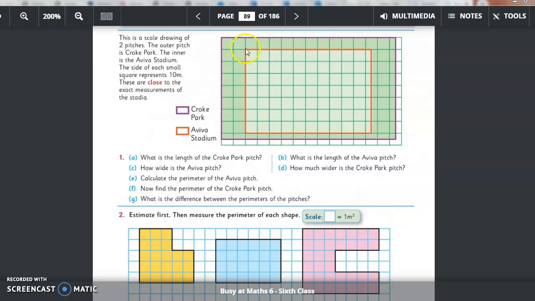1C, how wide is the Aviva pitch from here to here? How much wider is the Croke Park pitch? Be careful with this question. How much wider is it? So you find the width of Croke Park, and then you take away the width of the Aviva.